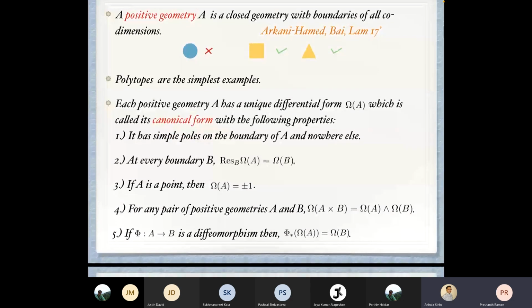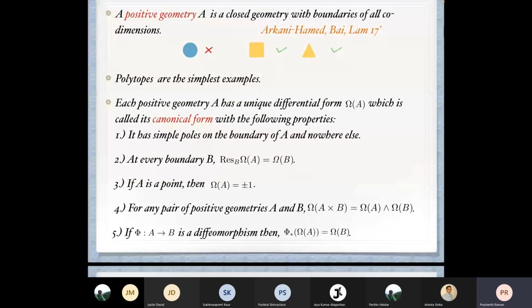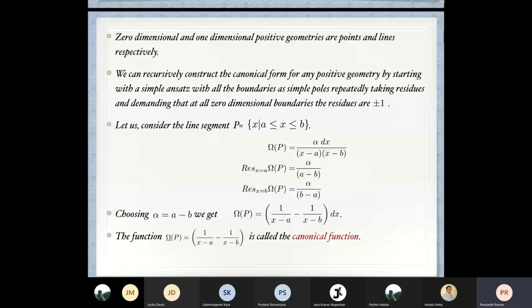Okay, so 0 and 1-dimensional positive geometries are just points and lines. We can construct the canonical form for any positive geometry by starting with a simple ansatz, that is, saying that the form has simple poles on all the boundaries, and then by repeatedly taking residues and demanding that the residues are plus minus 1.